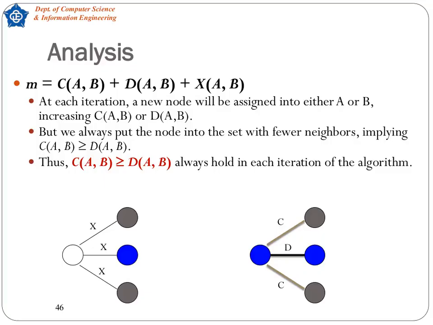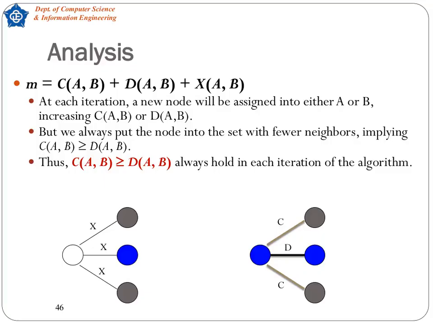Building on our definitions from the previous slide, let's now delve deeper into how our node assignment algorithm works and, crucially, why that interesting property we just discussed consistently holds. As we defined earlier, our total number of edges, M, is always the sum of these three crucial components, CAB, DAB, and XAB. Remember, these terms quantify distinct types of connections within our evolving graph structure.